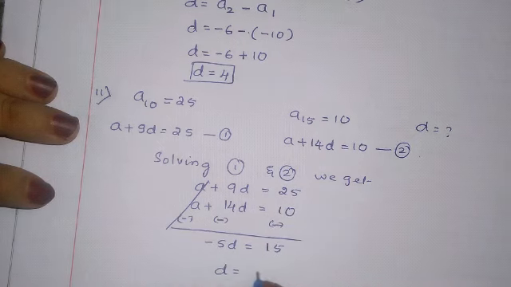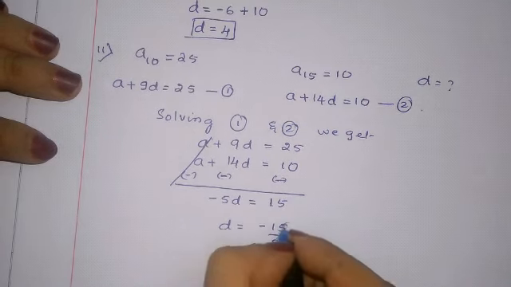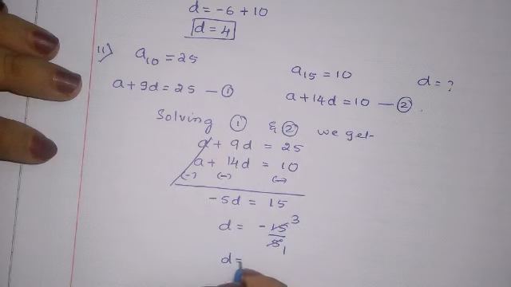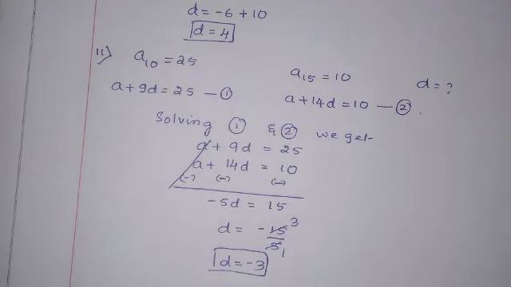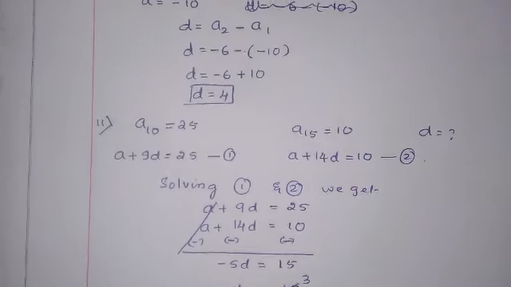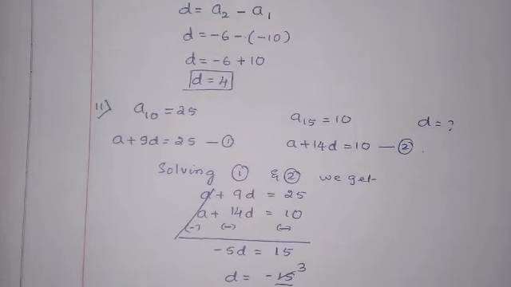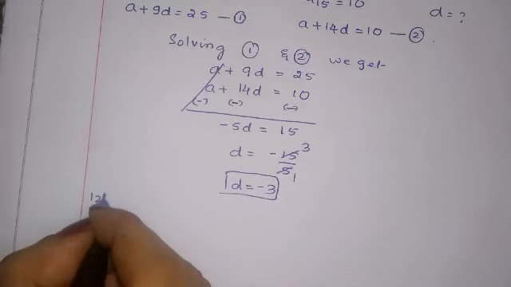D is equal to minus 15 by 5. 5 ones are 5, 5 threes are 15. D is equal to minus 3. They have asked the common difference, so D is equal to minus 3. Okay. Now next question. Question number 12.